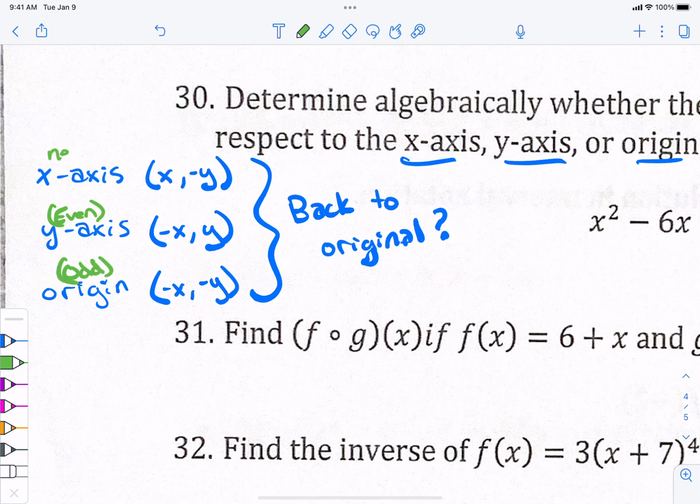X-axis is neither. Why is x-axis neither? Because it flips over the x-axis, so it'd be like a parabola on its side. But why is that not even or odd? It's not a function to begin with, right? It doesn't pass the vertical line test. So that's why it's neither. What happens if it has none of the x, y, or origin symmetry? Then it's neither also, right? So there you go.